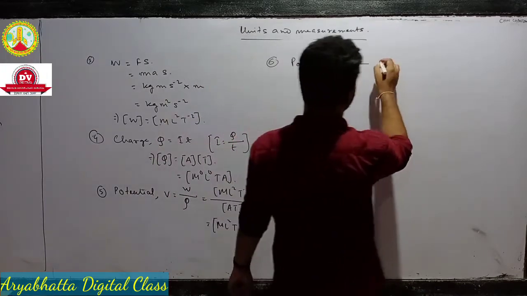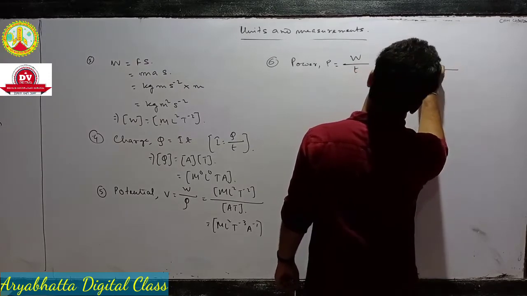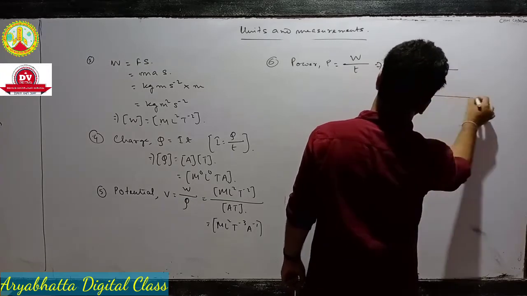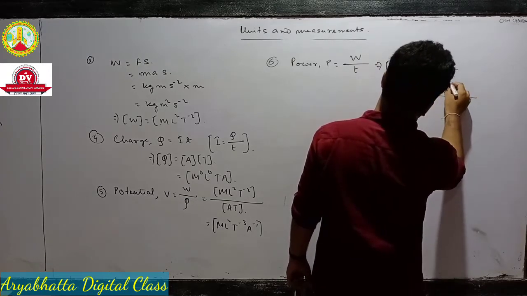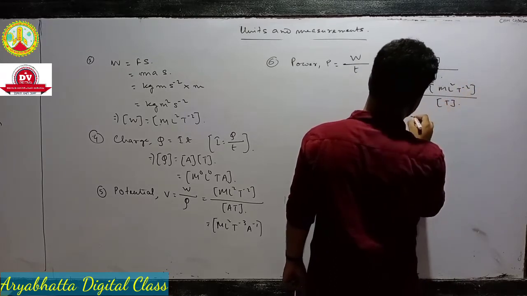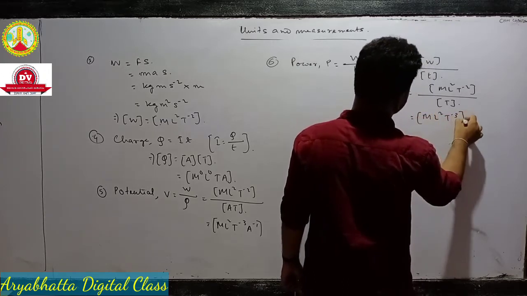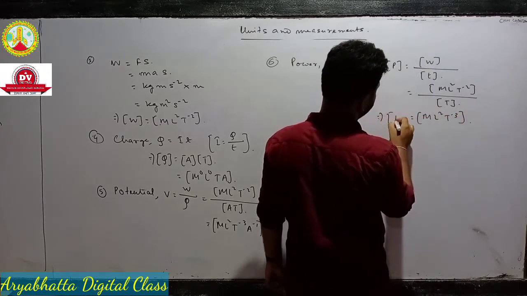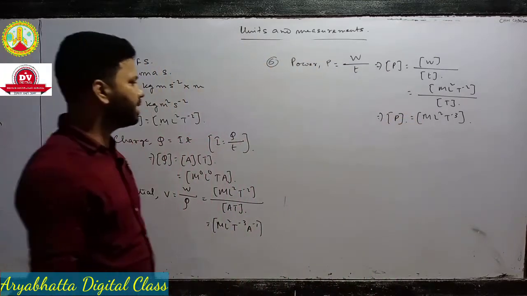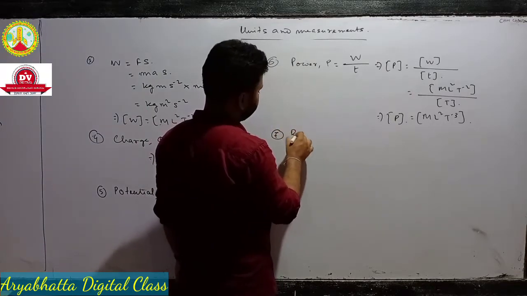Work done, what did we get? So what will be the dimension of power? It will be the dimension of work done divided by the dimension of time. What was the dimension of work done? ML2 T minus 2. The dimension of time is capital T. So the dimensional formula is ML2 T minus 3. This is for power. Okay? ML2 T minus 3. Acha, I told you about resistance. Number 7. Resistance.